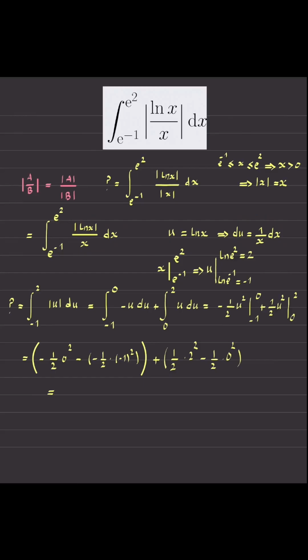So if I calculate, the first one is just simply 0. This is just 0. And this becomes positive 1/2. Yes, because this one is positive 1 and I have minus minus, so it becomes positive 1/2. And the other one becomes 4 over 2, which is 2. Yes, and if you calculate that, it becomes 5 over 2. So the correct answer to this problem is 5 over 2.